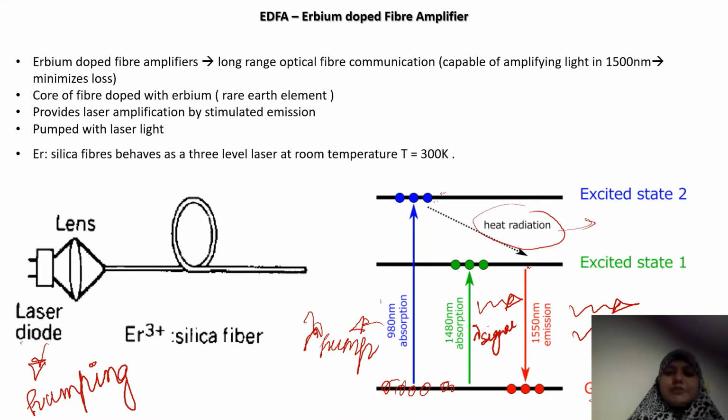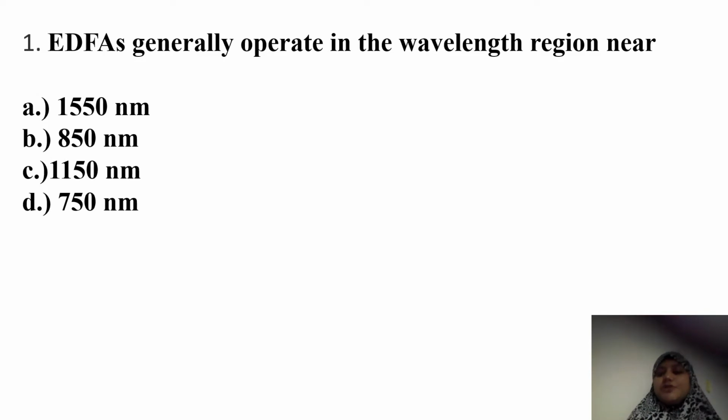These are erbium doped fiber amplifiers, and they are used in optical communication systems, that is, to transmit signals over very long distances. Okay, it transmits signals over thousands and thousands of kilometers. So with that, we move on to the very first question of our session, that is the EDFA.